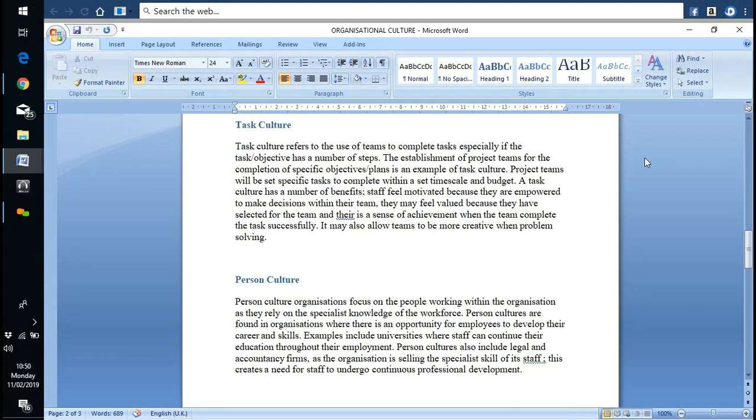Task culture is termed the use of teams who complete tasks. This is mainly larger organisations where they have project teams. They will then be set a particular task, and the staff feel motivated because they know exactly what they've got to do. They're empowered to make decisions for themselves, to move along, and they feel valued because they've been selected for the team. And there's a sense of achievement when the team complete a task successfully. It also allows teams to be more creative with problem solving.